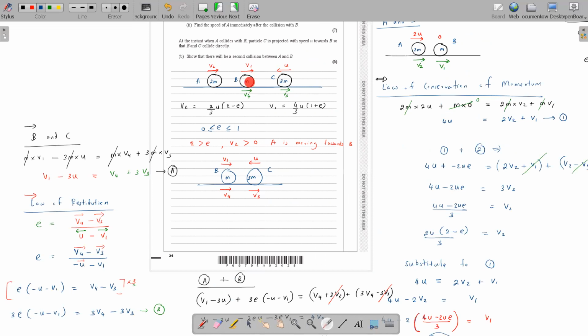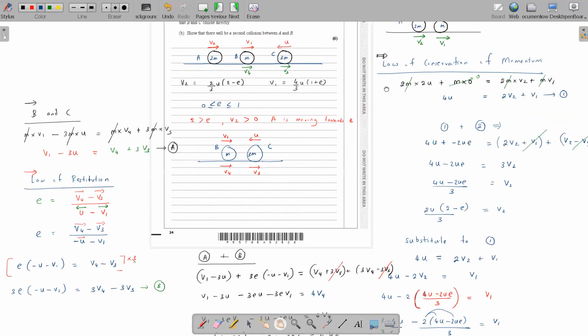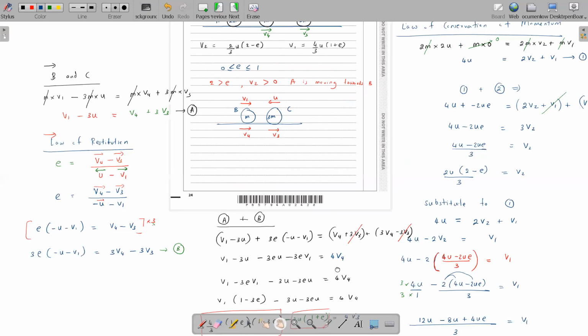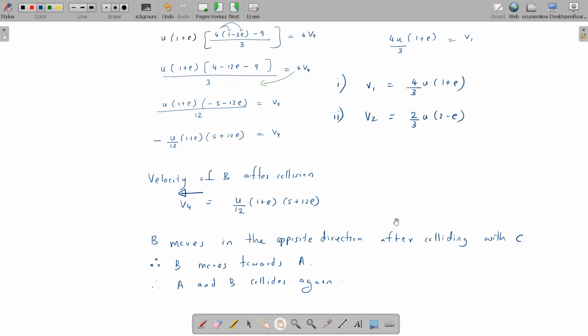So when B moves back, what happens? A comes forward, right? We wrote that A is moving towards B. At the beginning, we showed that A is moving towards B. So now we know B moves in the opposite direction after colliding with C. Therefore, B moves towards A. Therefore, A and B collide again. That's what you need to show: that A and B collide again, that there will be a second collision. Yes, there will be a second collision.